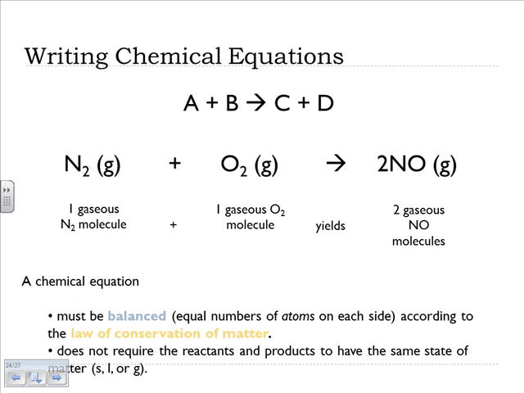And so when I write a chemical equation, there are things that I'm interested in. A plus B equals C plus D is a very generic chemical equation. These are what we call the reactants. Reactants go on the left side of the arrow. They're what you start with. They react. The products always go on the right side of the arrow, and they're what comes out of the reaction. Let's fill some stuff in.